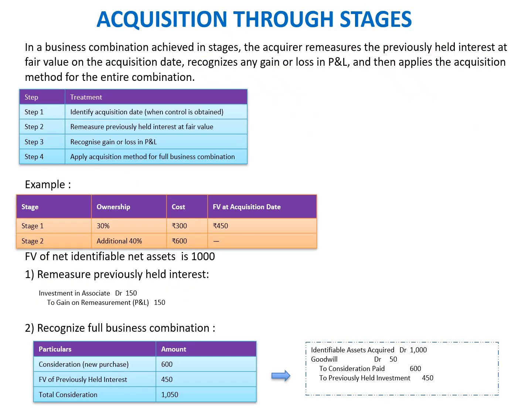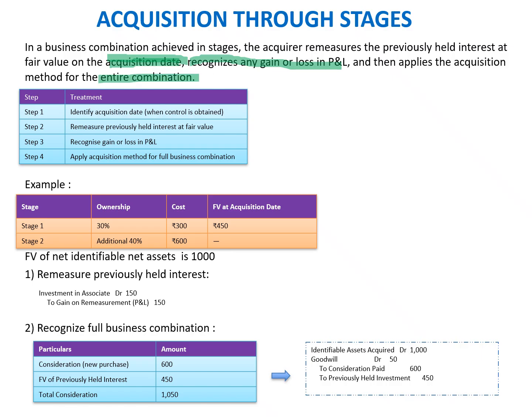Okay, now we'll talk about the most critical and realistic aspect of business combinations, which is acquisition in stages, and this is largely a practical scenario. In a business combination achieved in stages, the acquirer remeasures the previously held interest at fair value on the acquisition date, because shares are acquired at multiple dates. The date on which the controlling interest is finally transferred to the acquirer is treated as the acquisition date, and on that date the fair value assessment happens. We recognize any gain or loss in the P&L, and then apply the acquisition method for the entire combination in totality.